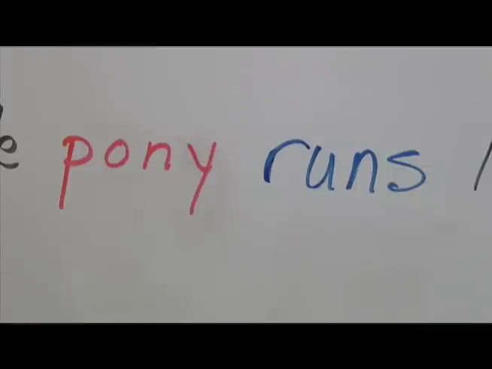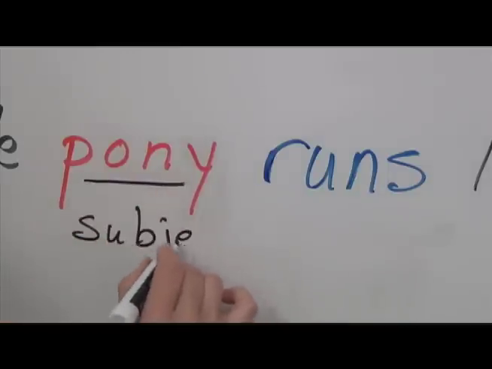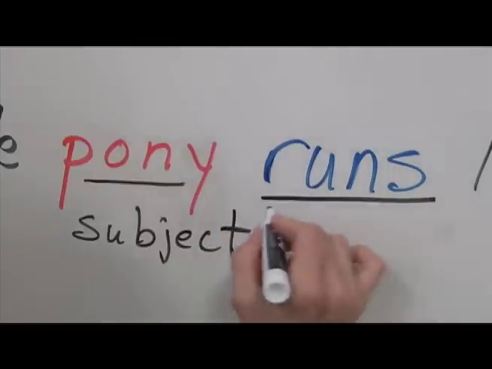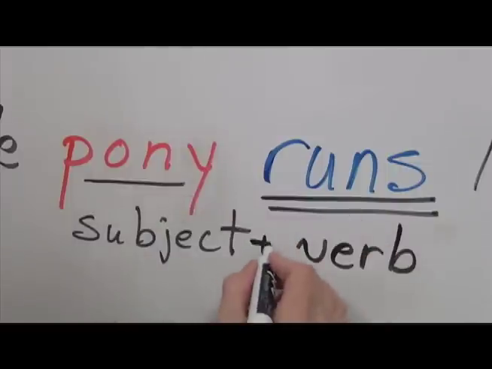In our sentence, what's doing the action? Well, the pony's doing the action. So the pony is the subject. And what is the pony doing? When we look at the sentence, we can see that the pony runs. So the pony runs, subject plus verb, a simple sentence.